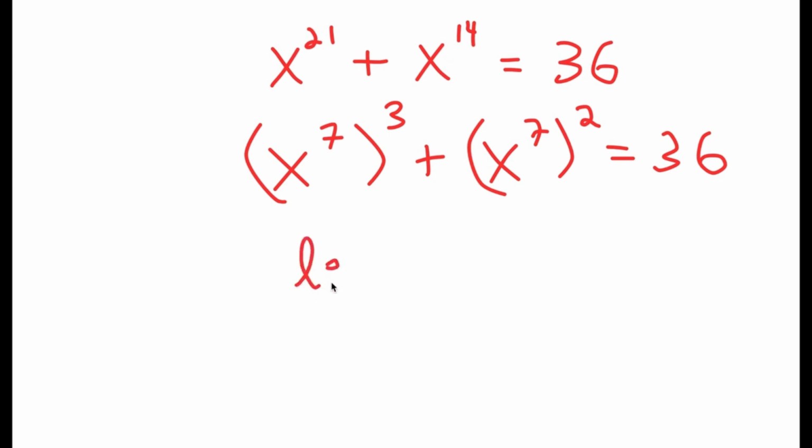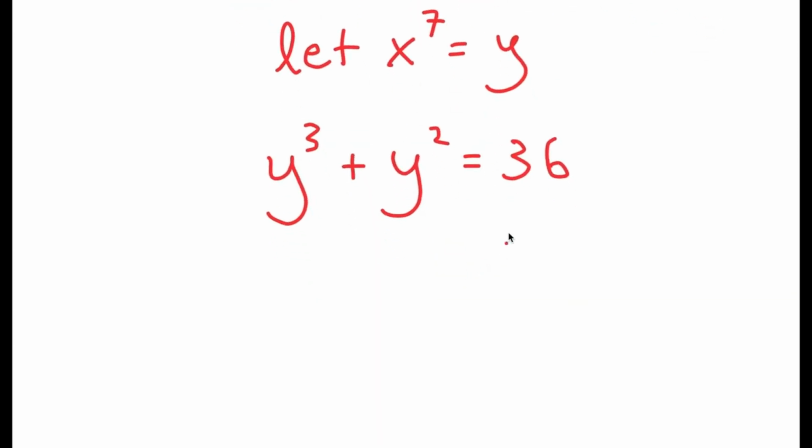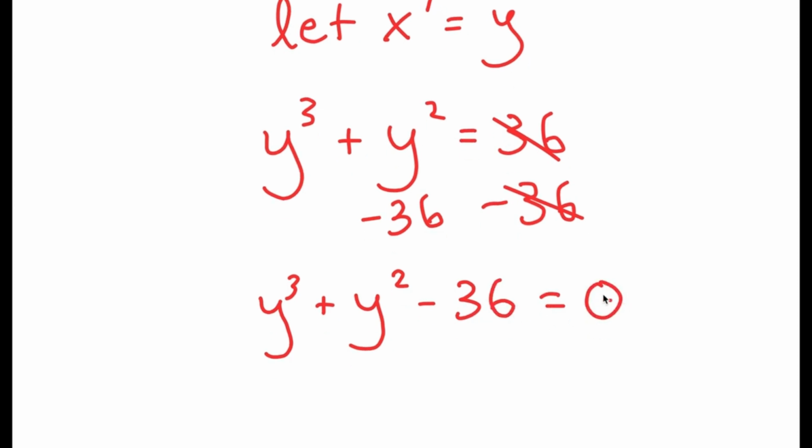And now I'm going to let x to the power of 7 equal to the variable y. So if I substitute in y for x to the power of 7, I get y to the power of 3 plus y squared is equal to 36. And now from here, I can subtract 36 on both sides. So these two cancel out, and I get y to the power of 3 plus y squared minus 36 is equal to 0.